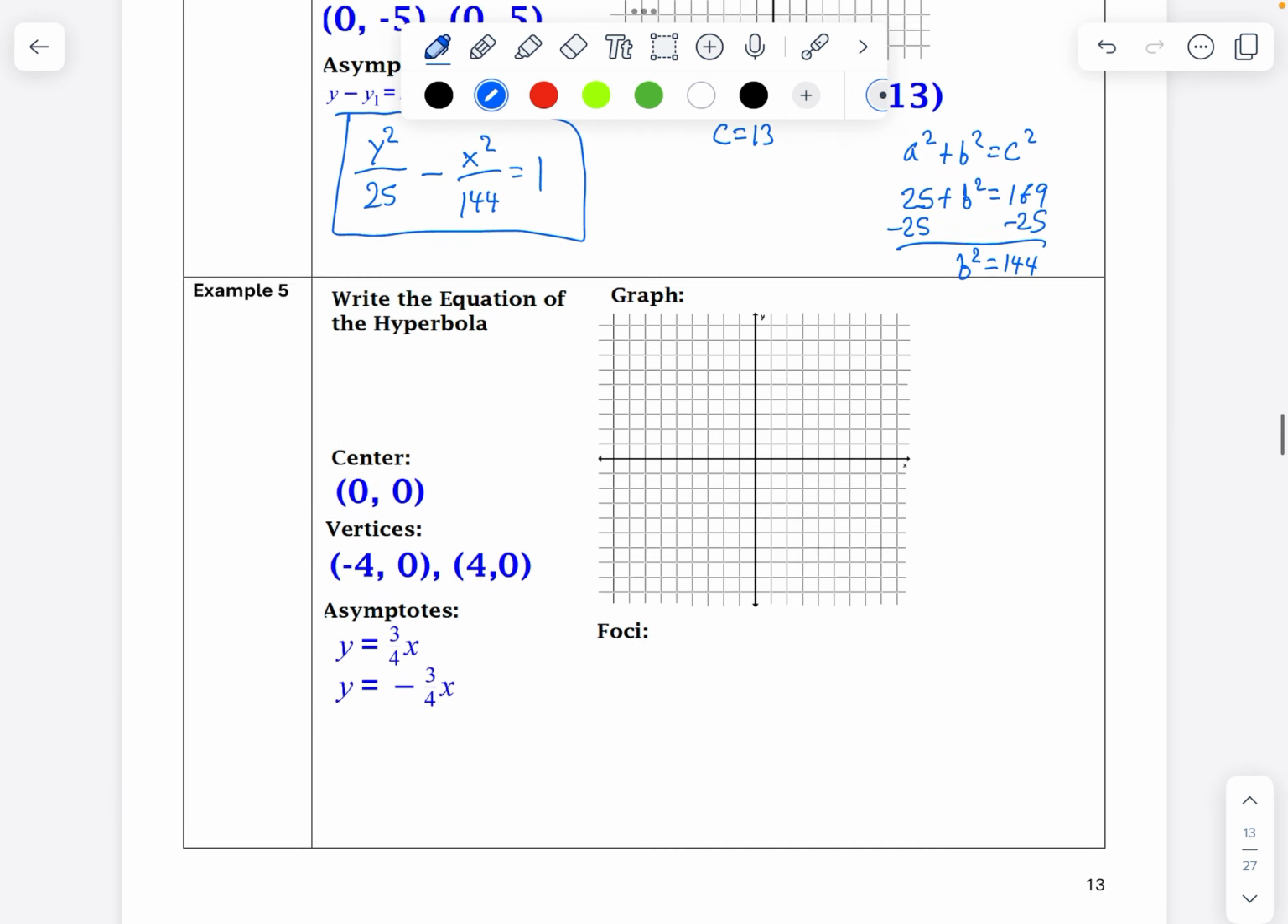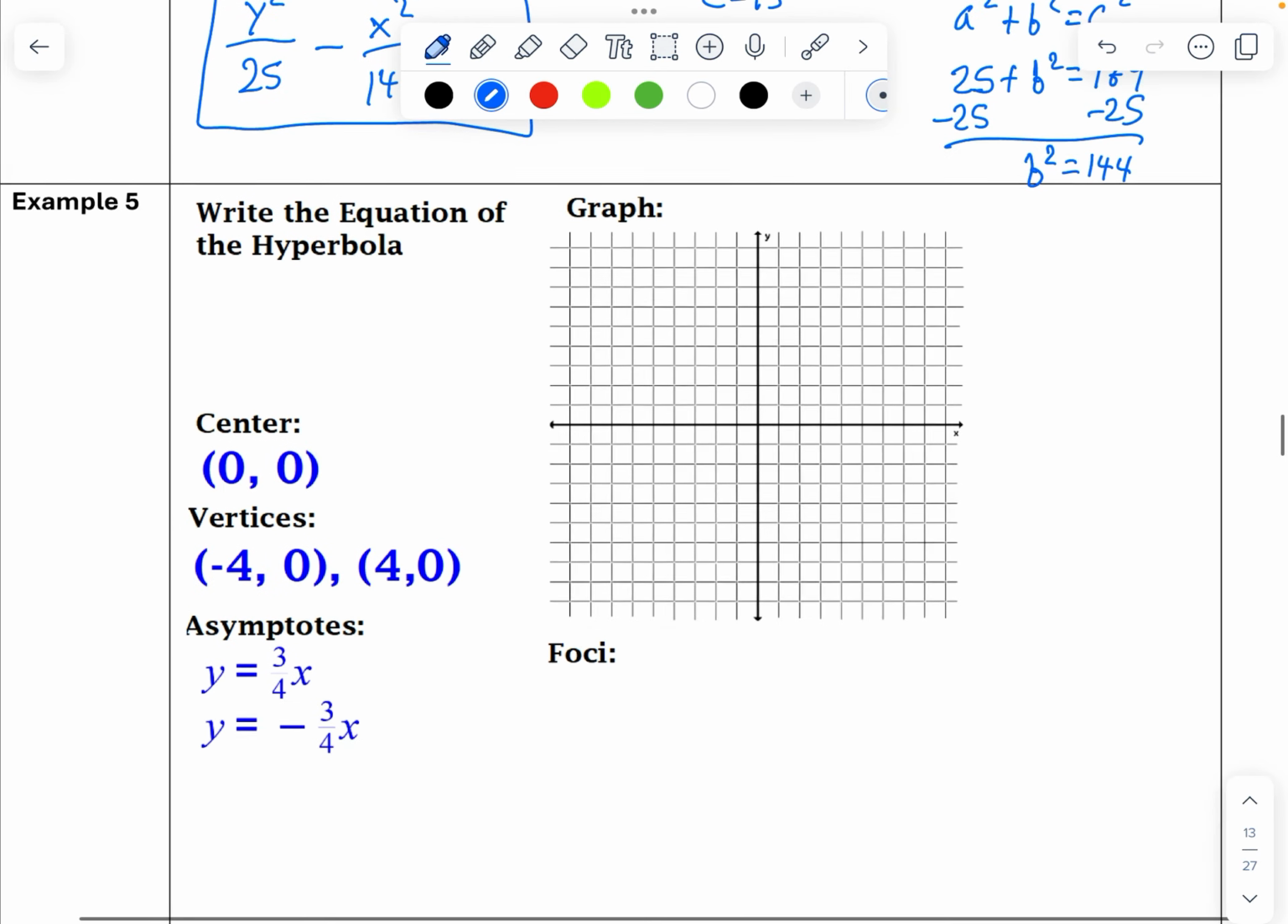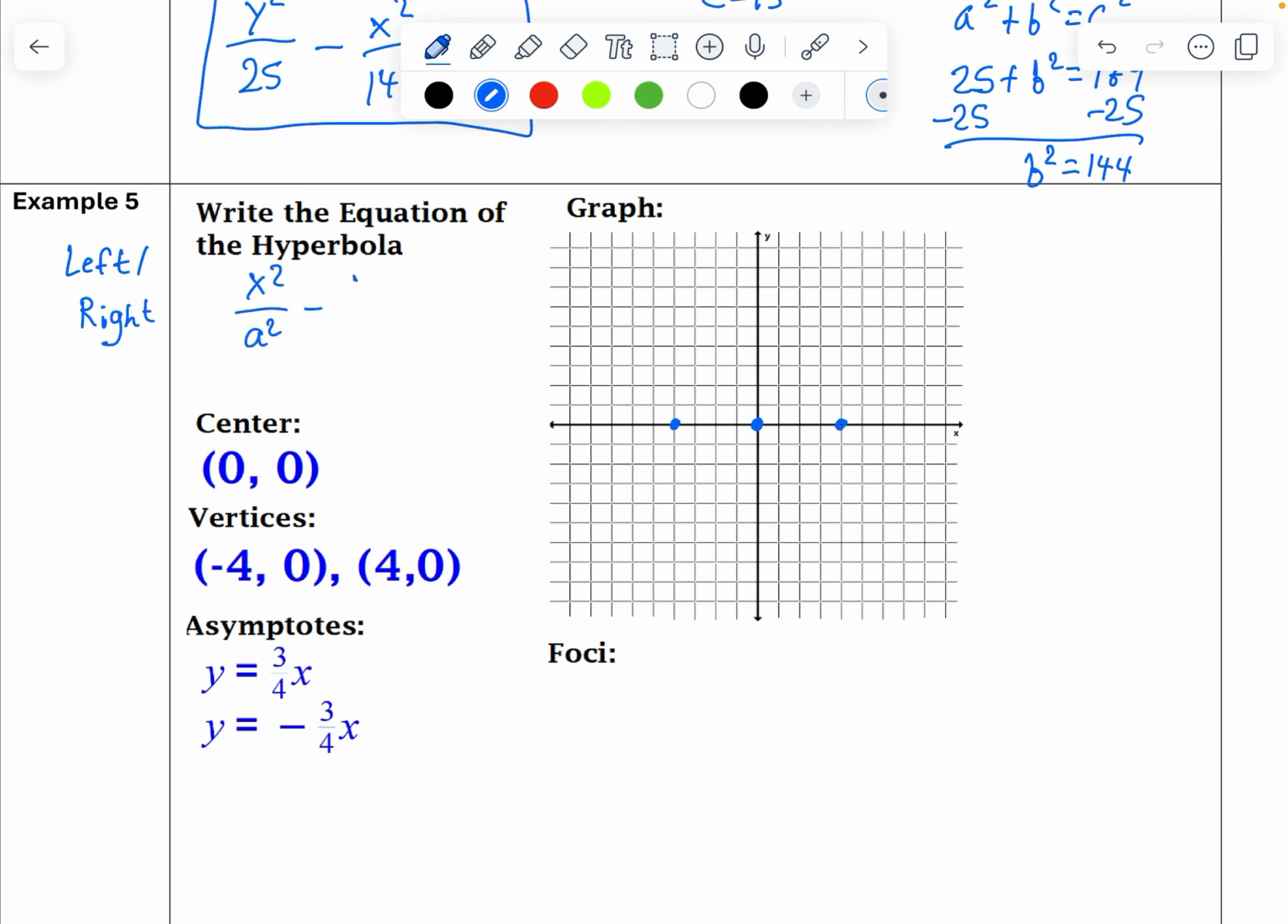Moving on to our final one that I'm going to do here with you before the end of the video. This one has a center of (0, 0). It has vertices at (-4, 0) and (4, 0). So this one is going left and right instead of up and down, which causes it to go x squared first, y squared second, equal to 1. So just like before, our a value is the distance from our center to each of these. It is 4 away, therefore our a value is 4.